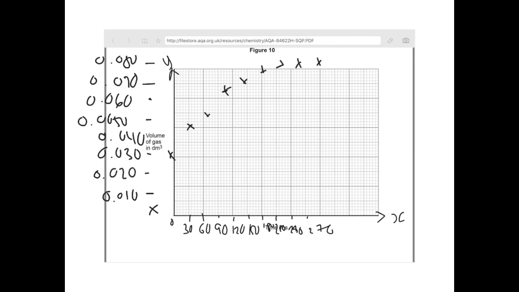So I've plotted all the points. You need to use a nice sharp pencil for this, and now we're going to try and draw a good line of best fit. Oh, it's too high! Oh, the iPad. Make sure your line goes to your points. So imagine I've shifted that down by half a centimetre.